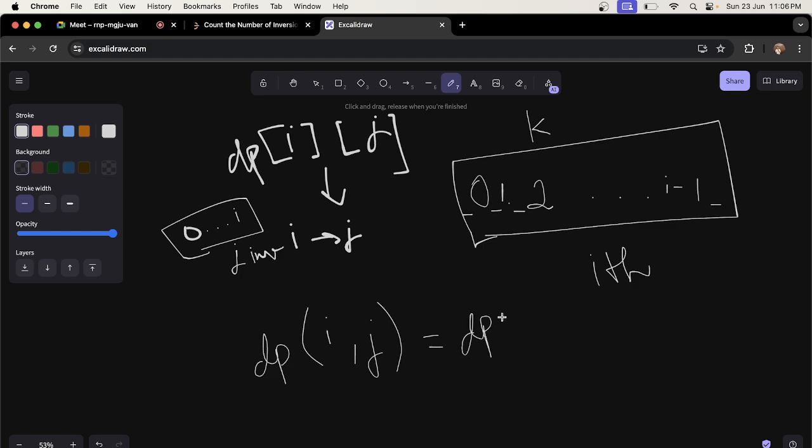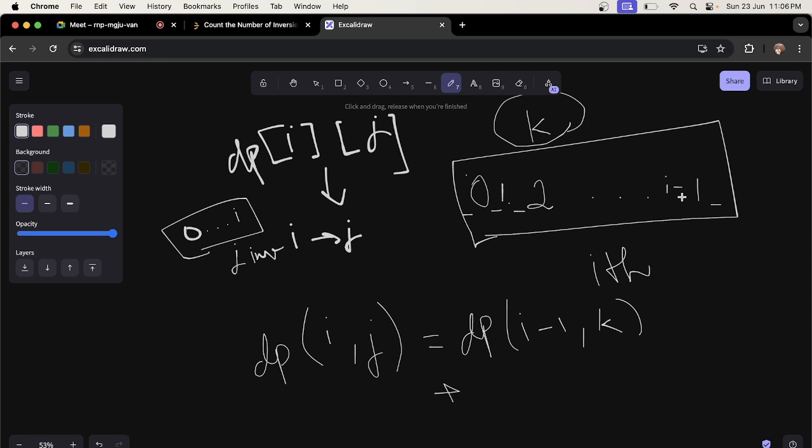It will be 0. But initially we already have k inversions in this array. So k plus 0. There will be 0 additional inversions. So one state can be dp[i-1][k], where we insert at the end.